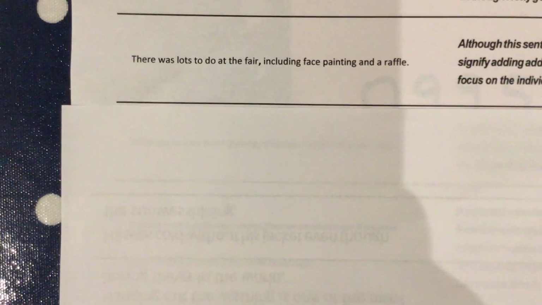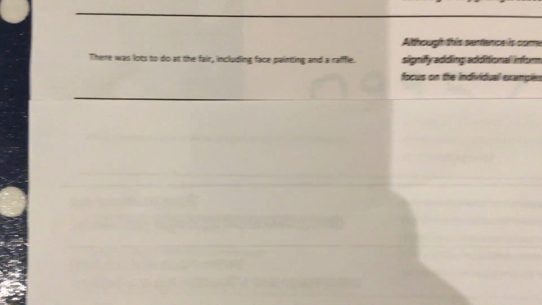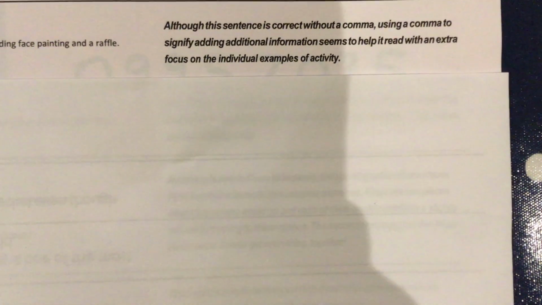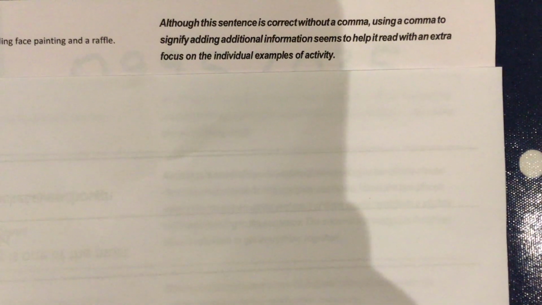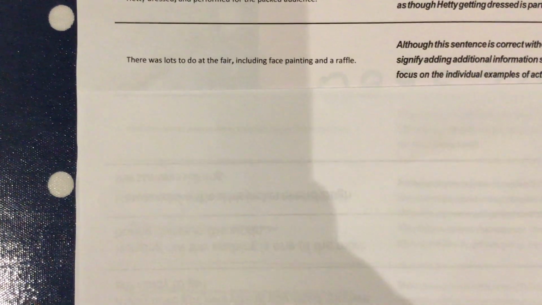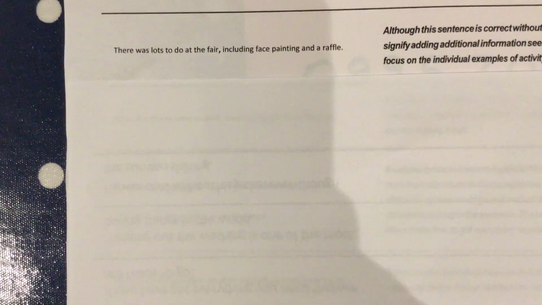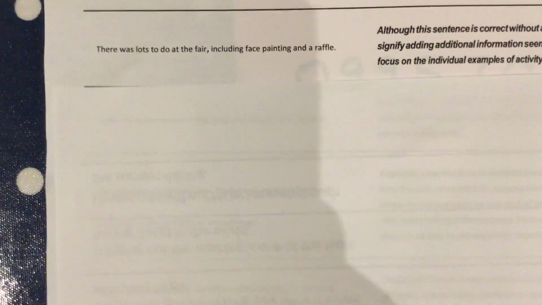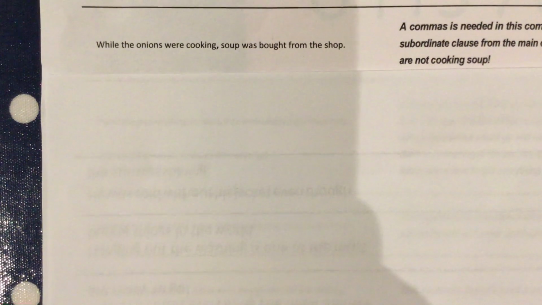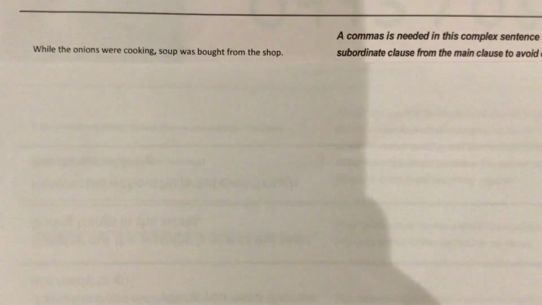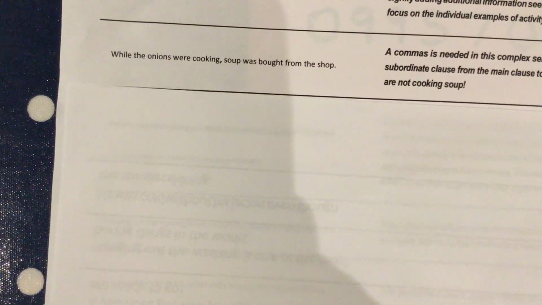There was lots to do at the fair, including face painting and a raffle. Okay, so we are using the comma there to signify the additional information. There was lots to do at the fair, and then giving some examples of what there was to do. Another subordinate clause here, while the onions were cooking. There's the subordinate clause, and there's the main clause, and there's Sophie's toys falling over in the background.